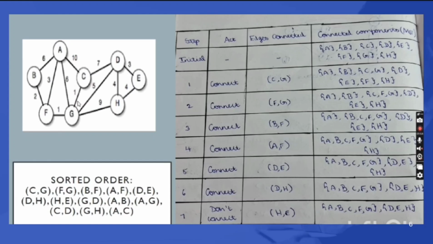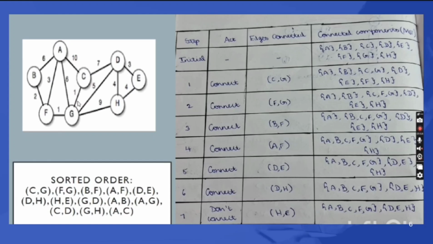This process proceeds, and in the seventh step, as you can see, the edge is H and E. This is not connected because in the previous step, H is present in the same set as E, as you can see over here. So I didn't connect it, and the connected components remain as in step 6.